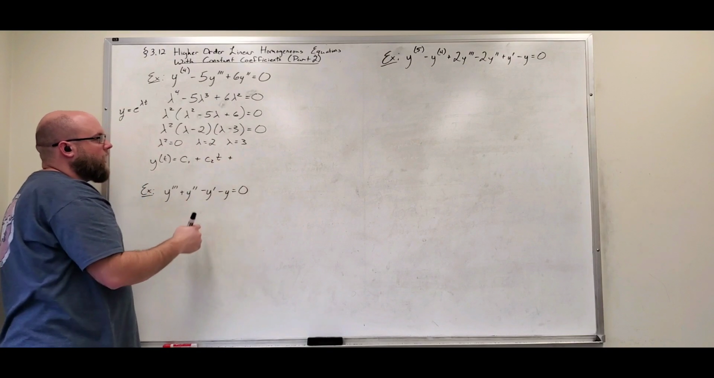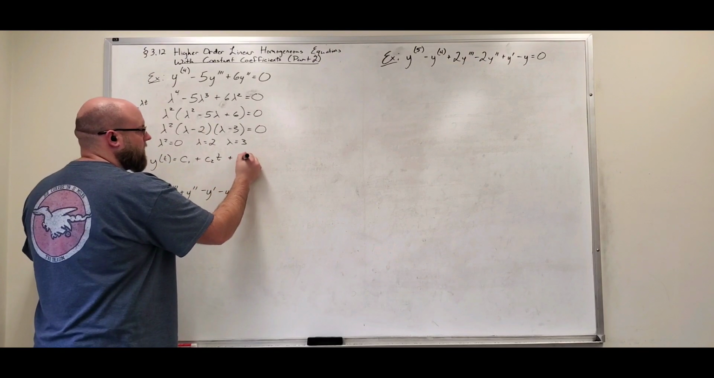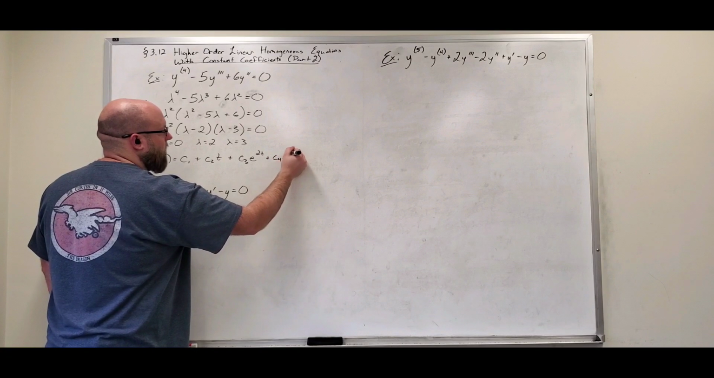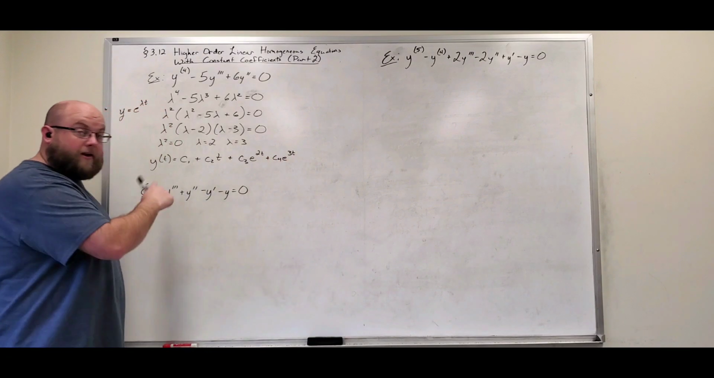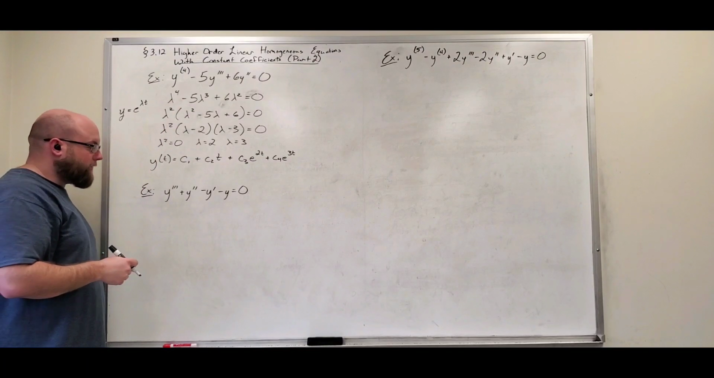All right, and now the other ones, since these are distinct from the repeated, these are just c3 e to the 2t plus c4 e to the 3t. And that is our general solution to this homogeneous linear equation.